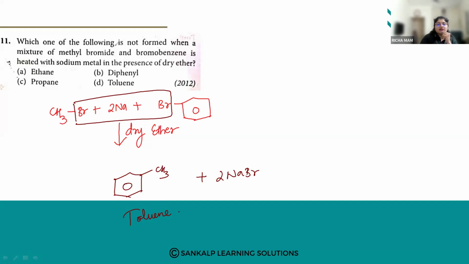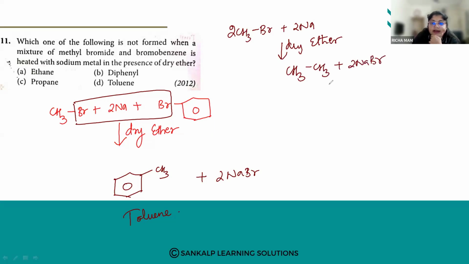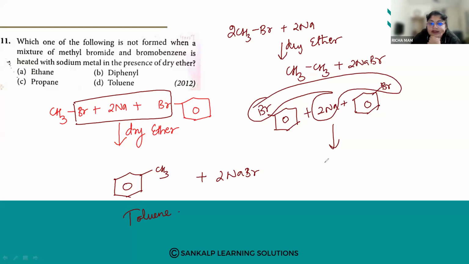So which of the following is not formed when a mixture of methyl bromide and bromobenzene is heated? What all are we going to get? One product will be toluene. Another product is, if I have two CH3Br plus 2 Na in the presence of dry ether, I'm going to get ethane, CH3CH3, plus 2 NaBr, right? Then if I have bromobenzene plus 2 Na plus bromobenzene again, these will couple, giving you a diphenyl.